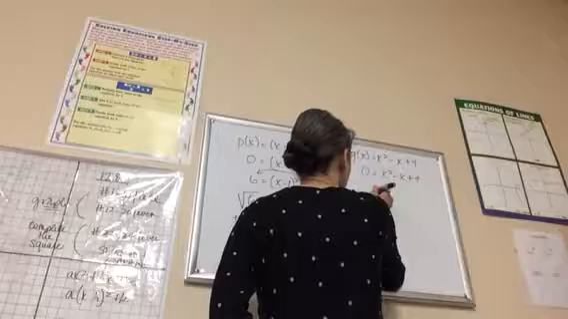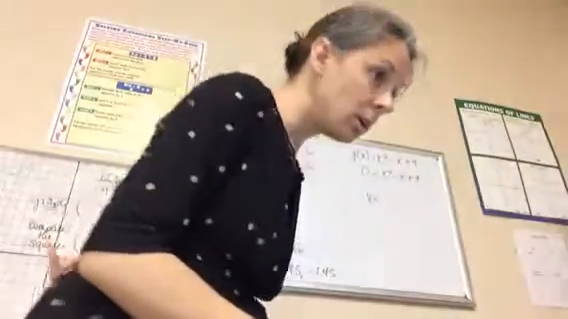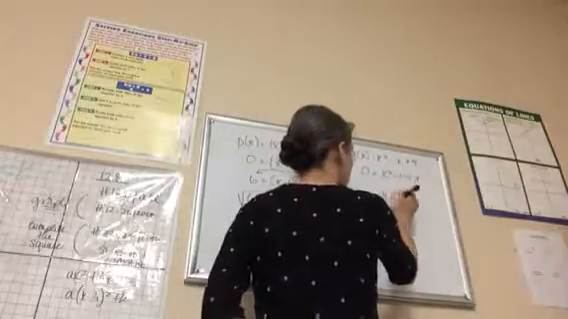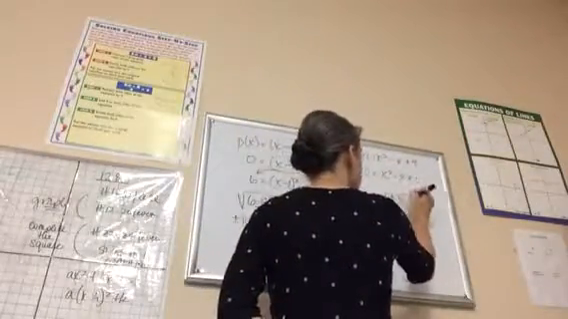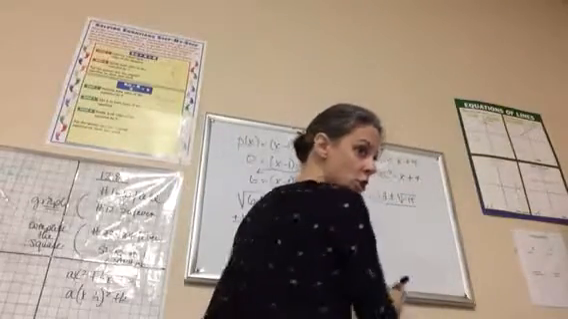I don't have quadratic formula in my calculator, so I'm working it out on the board. I'm getting 1 plus or minus the square root of negative 15 over 2.